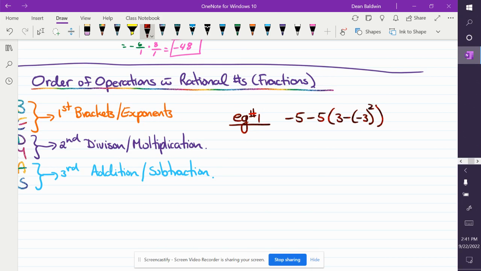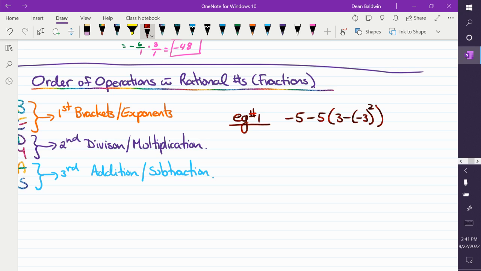Okay. All right. So a regular BEDMAS, -5 minus 5, bracket 3 minus -3, all squared, other bracket. Where do we start? The bracket. So we start inside the bracket. So we look in here, this bit. But within there, what do we have to do first?